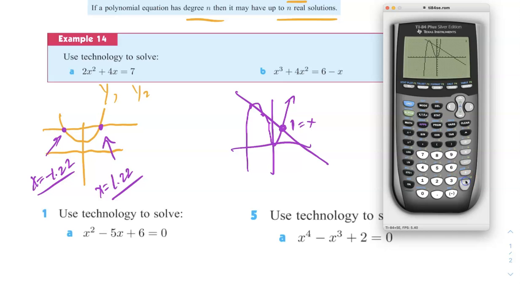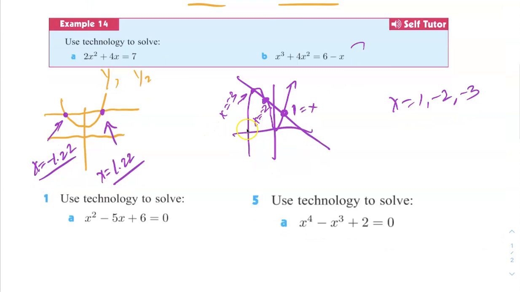That's close enough to the next one. You get negative 2. I should put my answer over here. X equals 1, negative 2, and last one, intersect. Over there somewhere. Hit enter a few times. And negative 3. So again, just showing you how to solve with a calculator.